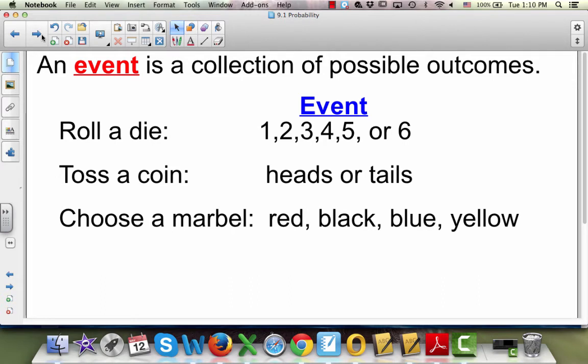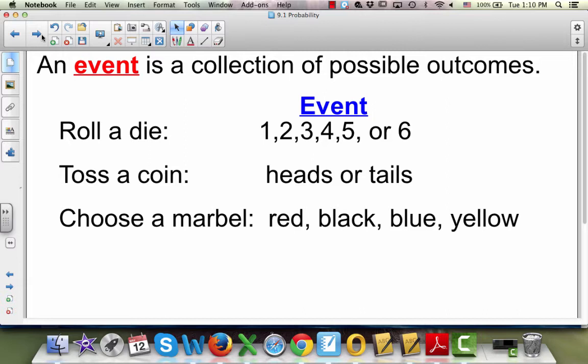An event is a collection of possible outcomes. The action might be to roll a die, and all the outcomes would be a 1, a 2, a 3, a 4, a 5, or a 6. If you toss a coin, the possible outcomes, or the event, is heads or tails.